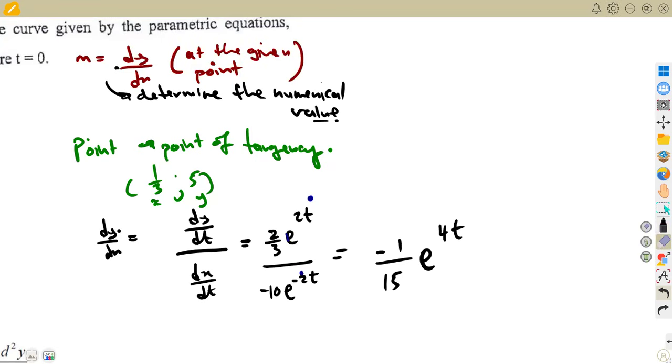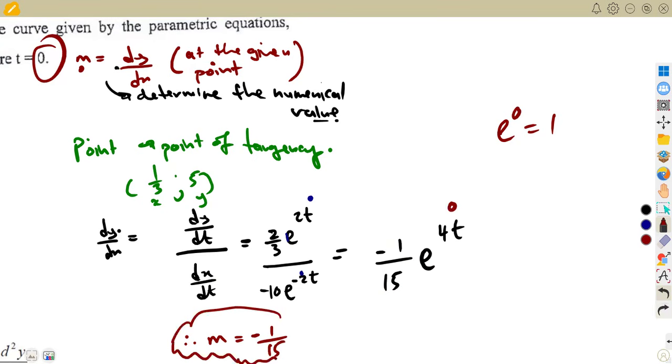The question needs us to determine the equation of the tangent. So we said for us to have the equation, we need m, which is the gradient. So we're going to substitute now. Therefore, our m is going to be, if t is equal to 0, because this condition is not changing. At any point, even for the gradient, t is equal to 0. So that's e to the exponent of 0, which is 1. Then 1 times this negative 1 over 15, that will be negative 1 over 15. That's our m, which is the gradient.